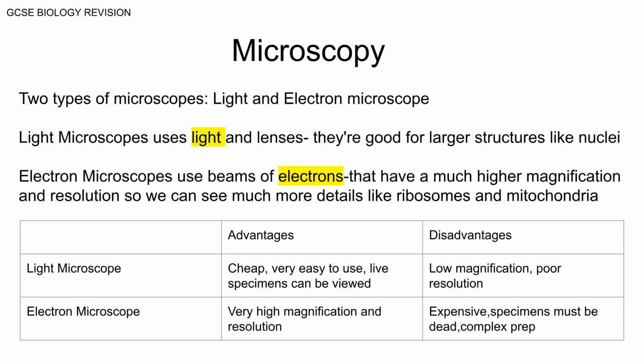On the other hand, electron microscopes use beams of electrons, which have a much higher magnification and resolution. This allows scientists to see much smaller details like ribosomes and mitochondria, but the downside is that these microscopes are more expensive, requiring more preparation, and the samples need to be dead.